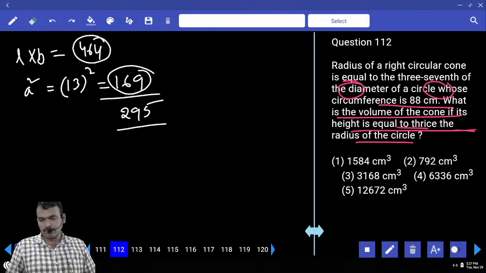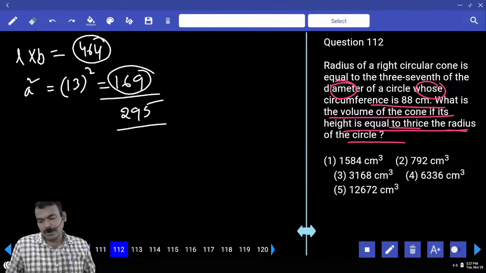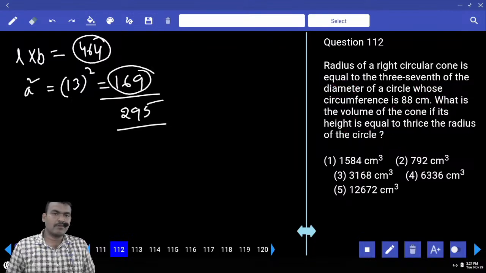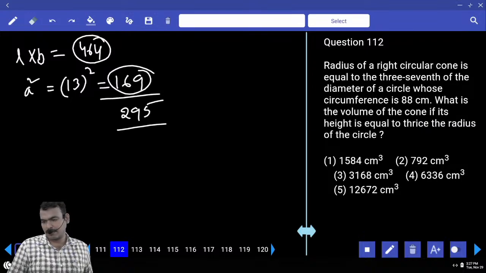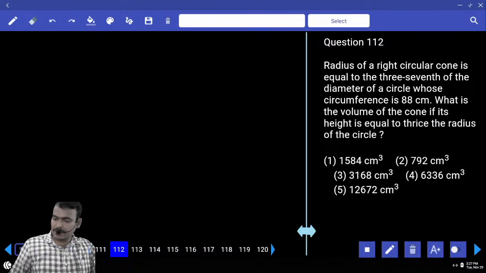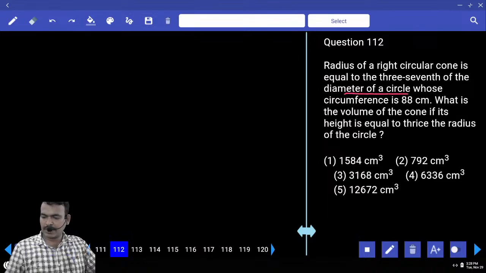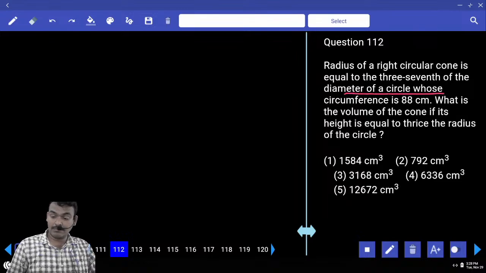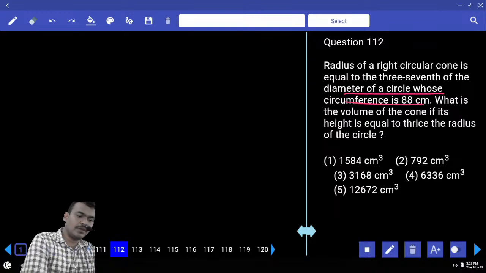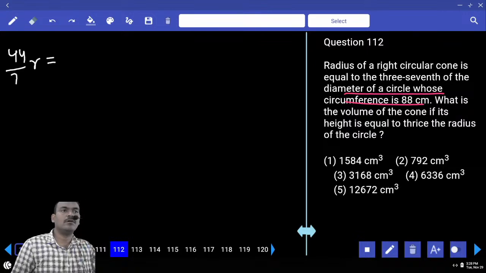Next 112. Radius of the right circular cone is equal to the which one? 3/7 of the diameter of a circle whose circumference is given how much? 88. What is the volume of the cone if its height is equal to the thrice the radius of the circle? First of all, 3/7 of the diameter of a circle. 3/7 of the diameter of a circle whose circumference is given how much? 88. Means circumference of a circle means 44 by 7 into r.